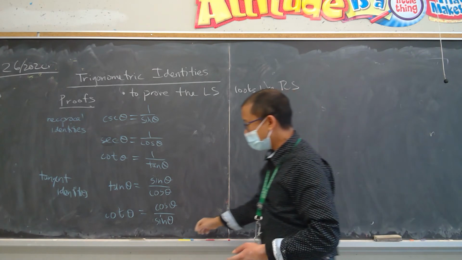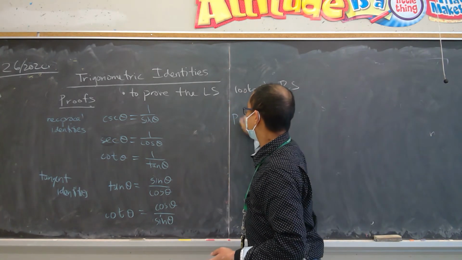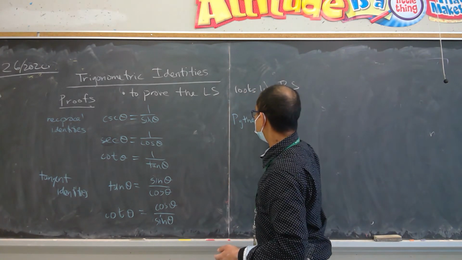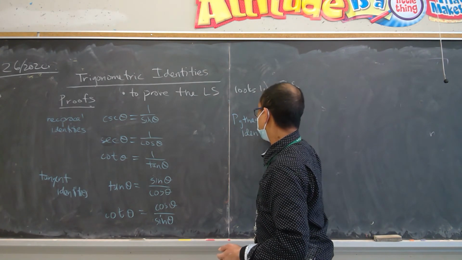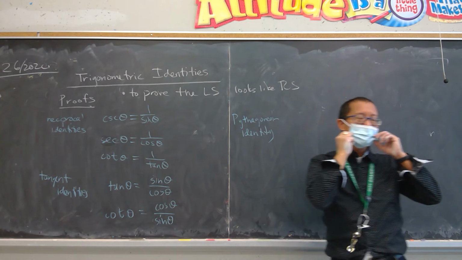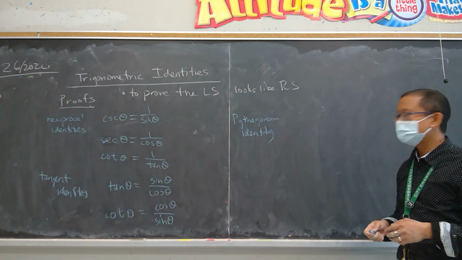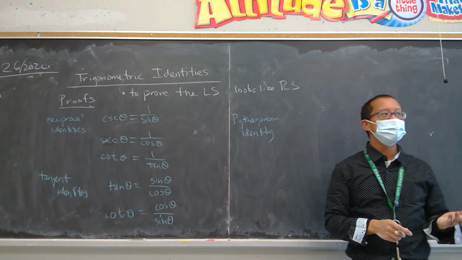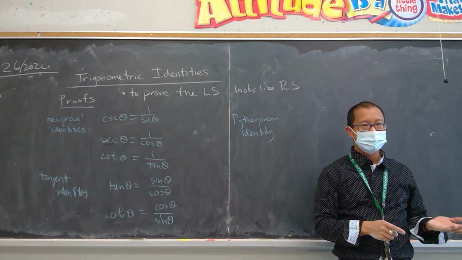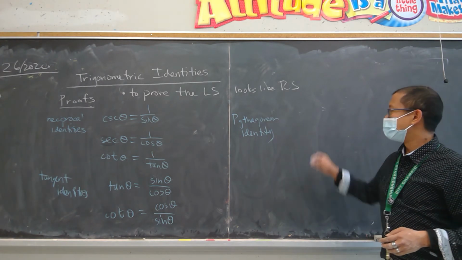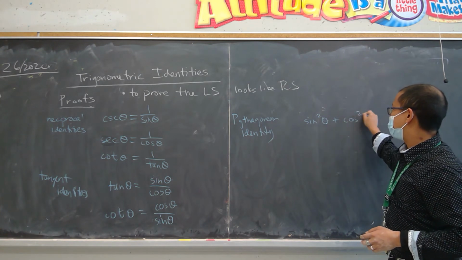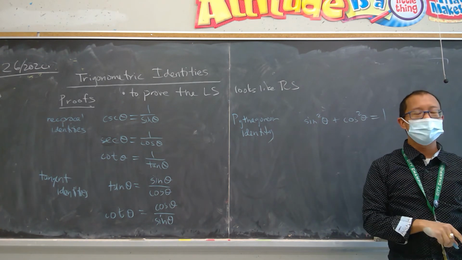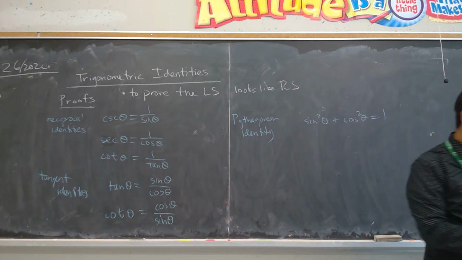There's one other famous one. It's called the Pythagorean identity. And it's actually related to the unit circle. A lot of you know Pythagoras is a squared plus b squared equals c squared. But just to speed it up, this one is sine squared theta plus cos squared theta equals 1.